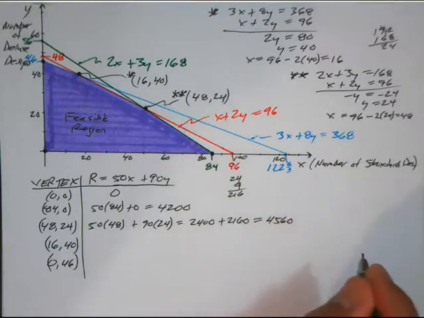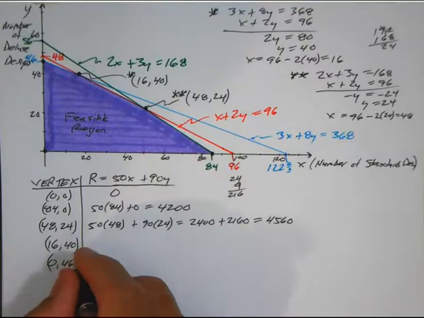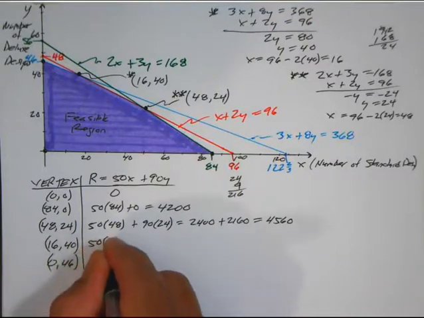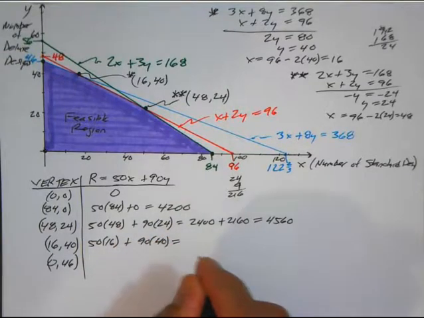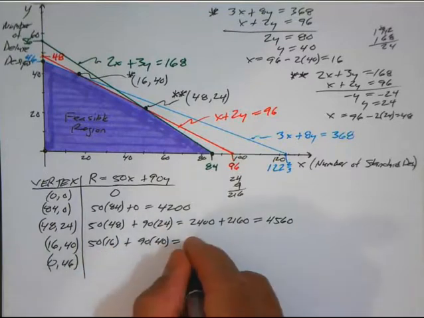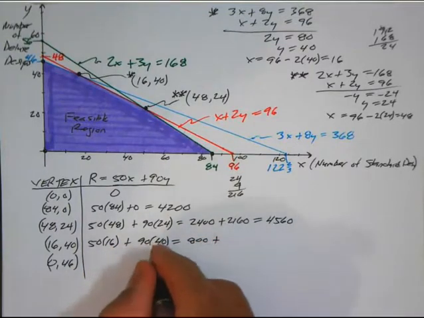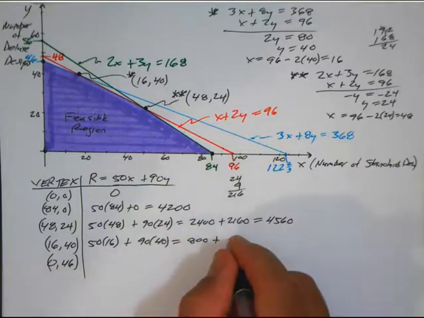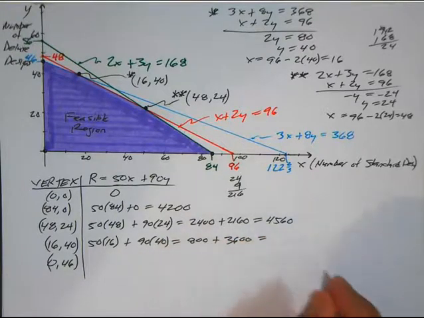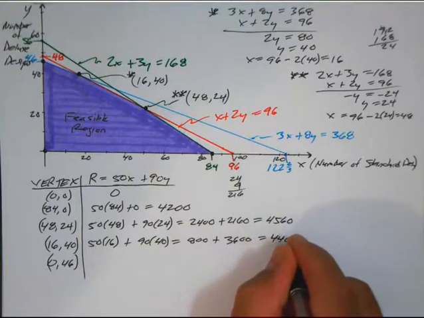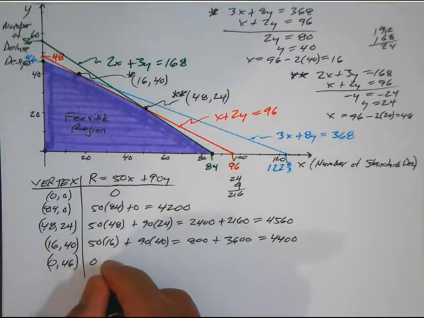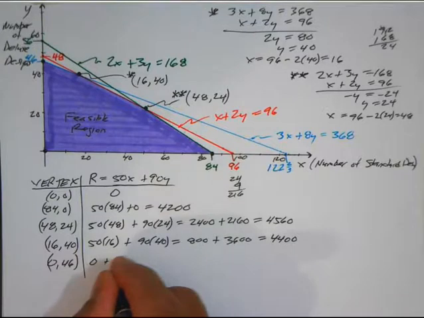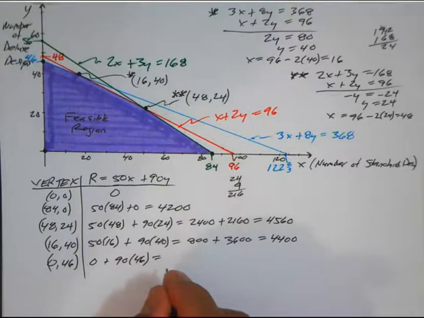Okay, this vertex, we've got to do 50 by 16 plus 90 by 40. Okay, here we're looking at 800 plus, here you can do 9 by 4, 36, add 2 zeros. Sum these two, we're up to 4,400. Okay, here we get 0, 50 by 0, and then it's plus the 90 by 46. What about that? Okay, let's do 9 by 46 and then add a 0.